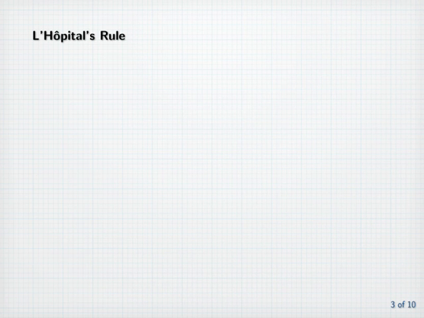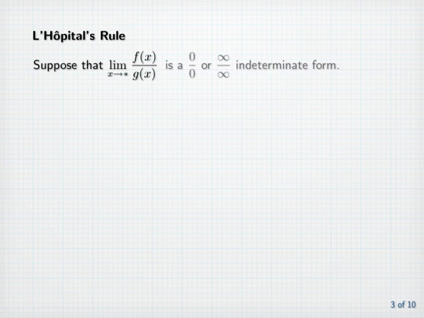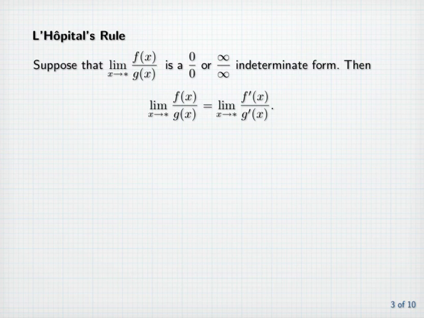L'Hopital's rule. L'Hopital's rule is a theorem that helps us calculate indeterminate forms. Suppose that the limit as x approaches some number, or plus or minus infinity, of f of x divided by g of x is a 0 over 0 or infinity over infinity indeterminate form. Then, the limit of f of x divided by g of x is equal to the limit of the quotient of the derivatives f prime divided by g prime, provided, of course, this limit exists. Now let's look at an example of how we use this.